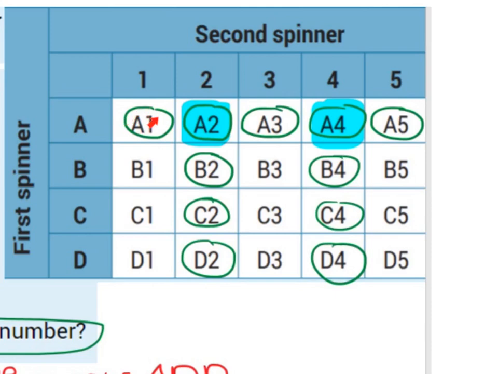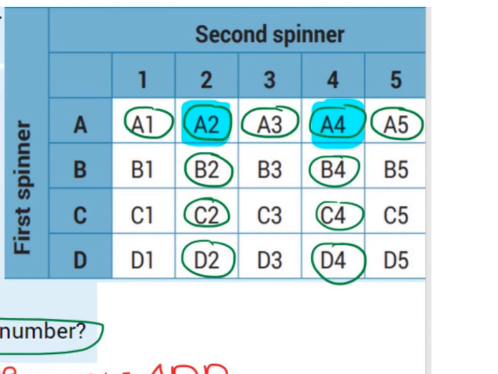So A1 means we landed on A for the first spinner and 1 for the second spinner. A2 means we landed on A for the first spinner and 2 for the second spinner. A3 means we landed on A for the first spinner and 3 for the second spinner, and so on. B1 means we landed on B for the first spinner and 1 for the second spinner. B2 means we landed on B for the first spinner and 2 for the second spinner, and so on.